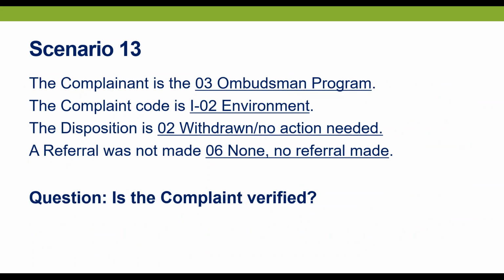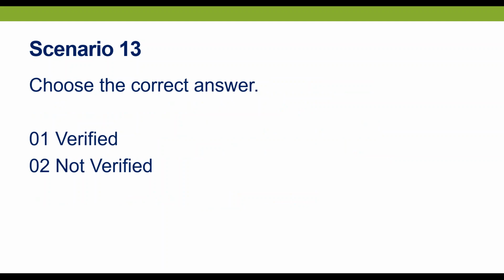Next slide. The complainant is O3, Ombudsman Program. The complaint code is I02, Environment. The disposition is withdrawn, no action needed. A referral was not made, so O6 is the code. The question in the poll is, is the complaint verified?